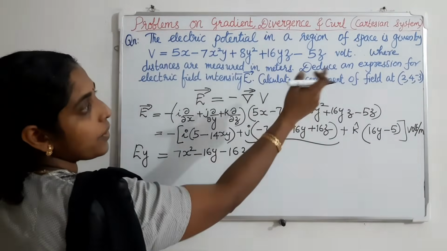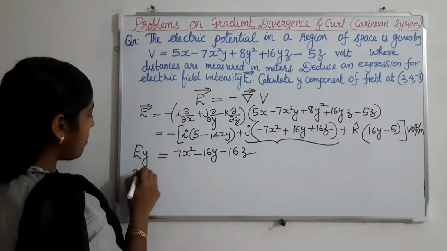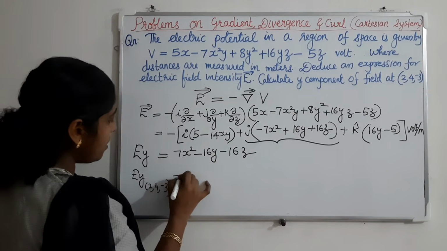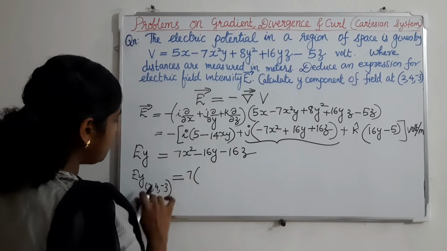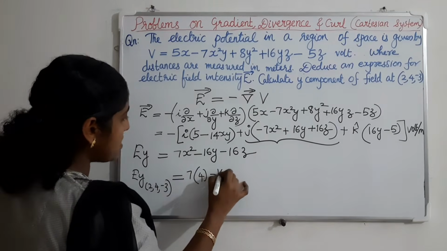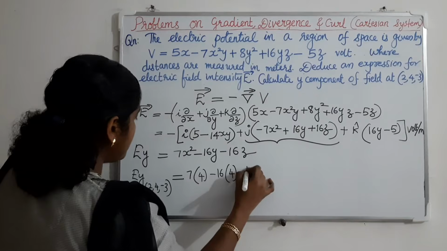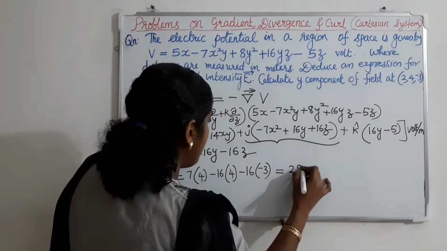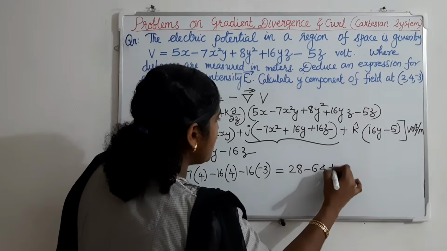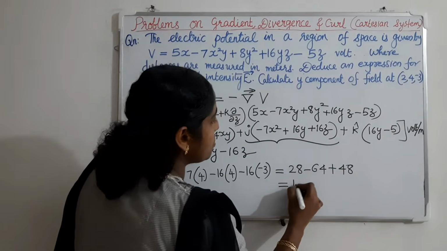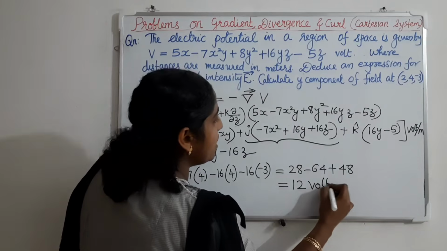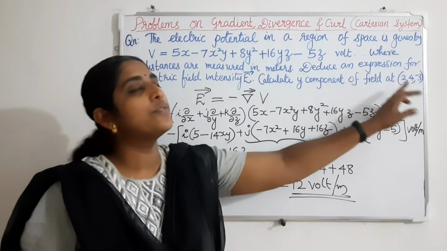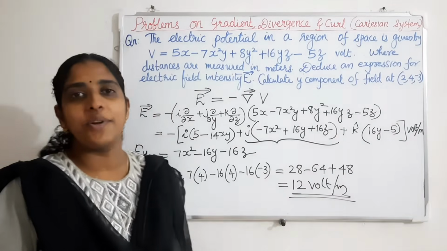Now what is the y component at the point (2, 4, -3)? Therefore Ey at (2, 4, -3) is equal to 7 into 2 square, that is 4, minus 16 into y, that is 4, minus 16 into z, that is minus 3. That is 28 minus 64 plus 48, which is equal to 12 volt per meter. So the y component of the electric field at (2, 4, -3) is 12 volt per meter.